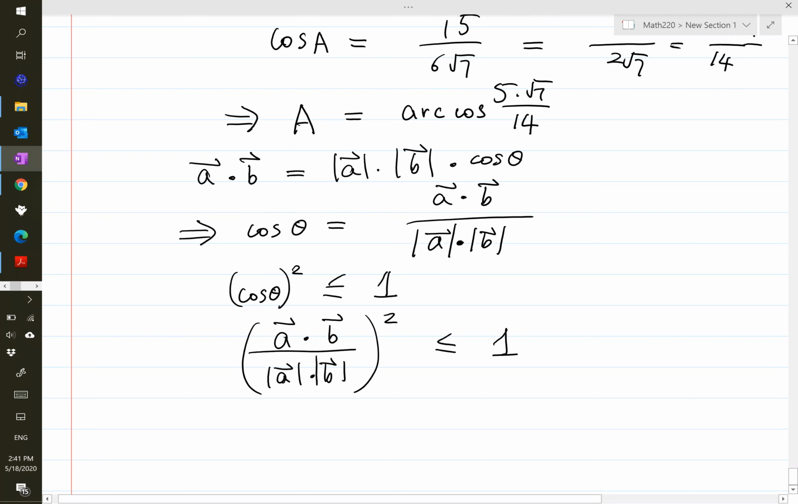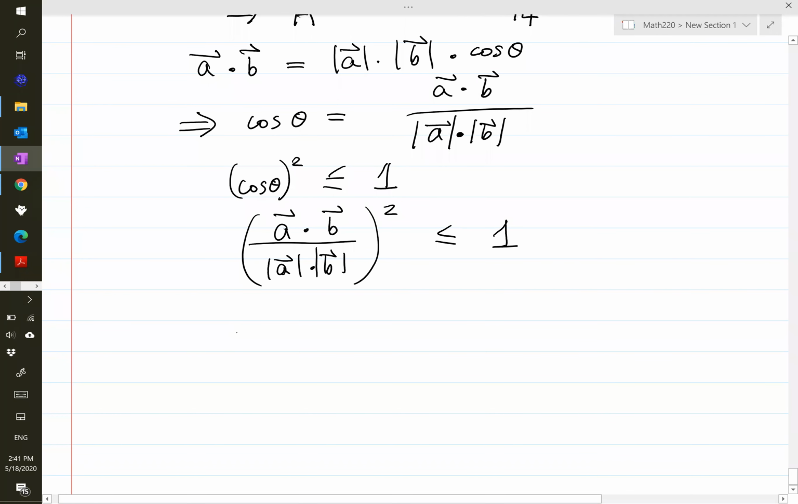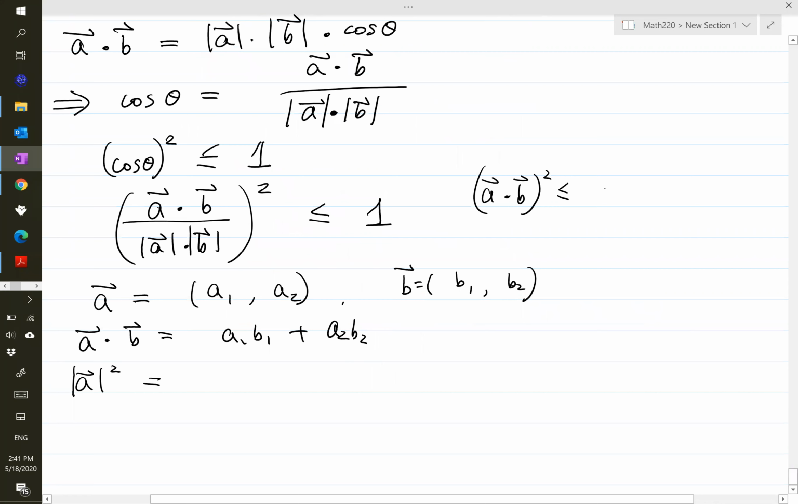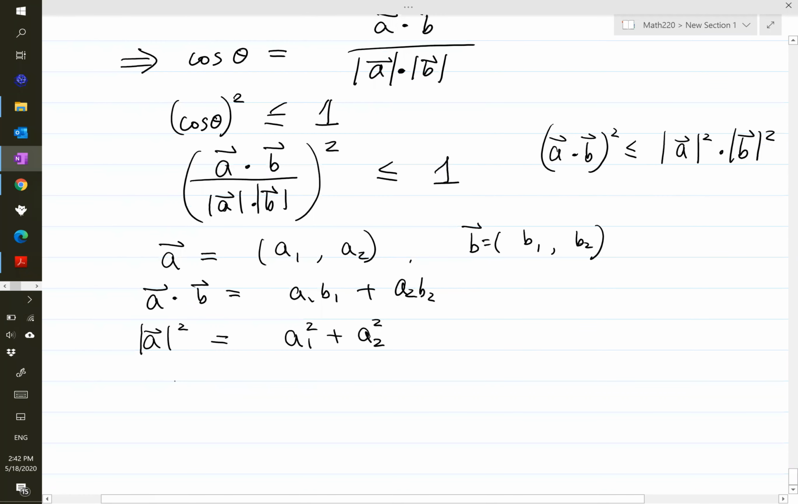If you unravel this, if you write A as A1, A2 and B as B1, B2, then A dot B is A1 B1 plus A2 B2. Multiplying through by the denominator, A dot B squared is bounded by norm A squared times norm B squared. Norm A squared is A1 squared plus A2 squared, and norm B squared is B1 squared plus B2 squared.